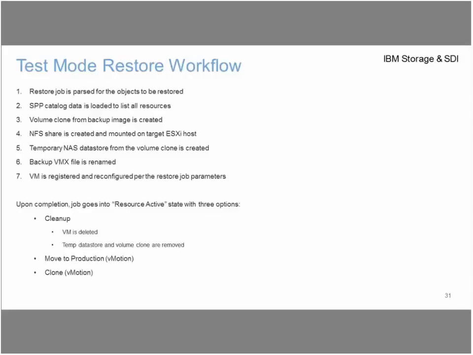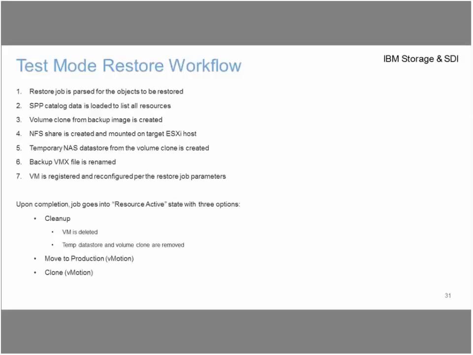Once the job is completed, the job goes into Spectrum Protect Plus. Within Spectrum Protect Plus, the job goes into what's referred to as a resource active state, meaning that we have a mounted image essentially of this point in time out to the production or DR environment. And you essentially have three choices of what you can do with that mounted image, right? You can either clean it up, which is going to delete the VM, right, unregister it out of the vCenter environment, and then it's going to remove and delete those temporary data stores that we created.